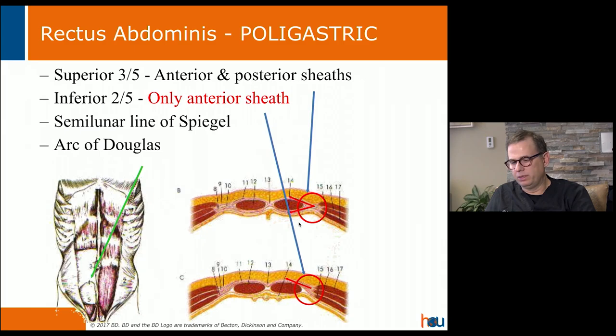Superior to the arcuate line or the umbilicus, we have the lateral muscles: the external oblique, the internal oblique, and the transverse. They send fibers to create the anterior sheath from the external oblique and part of the internal oblique, and the posterior sheath from part of the internal oblique and the transverse. So we have an anterior sheath and a posterior sheath. Below the arcuate line, or roughly the umbilicus, we have no posterior sheath. All the muscles send fibers to create the anterior sheath. Another landmark that we have here is the semilunar line, that is the lateral limit of the posterior sheath.